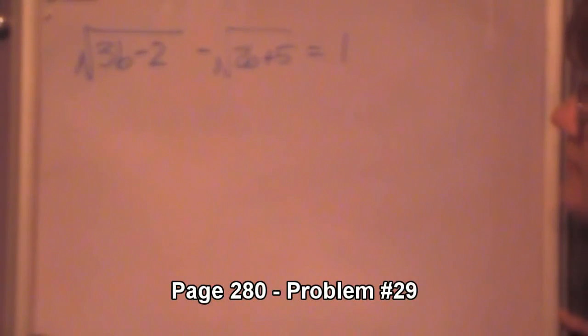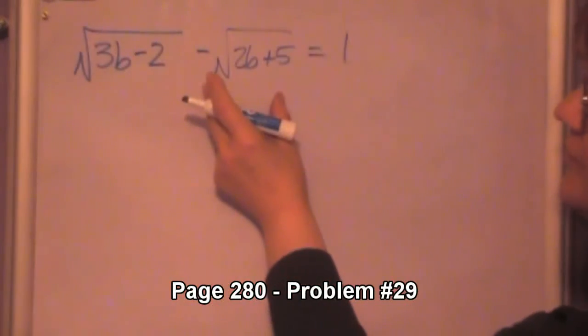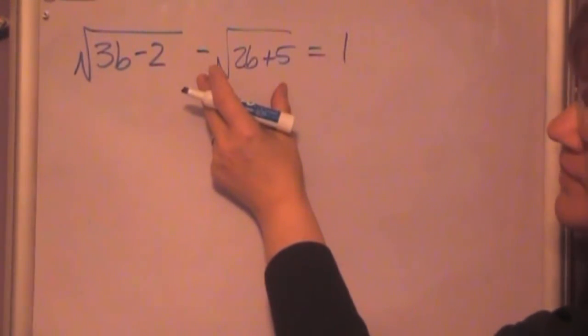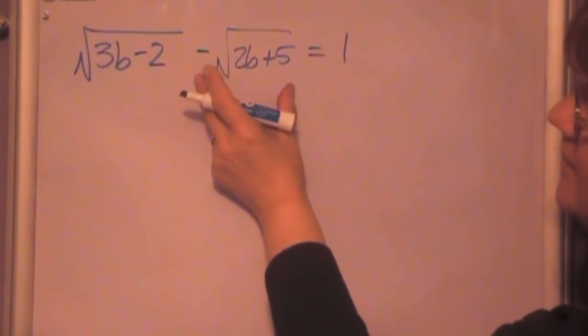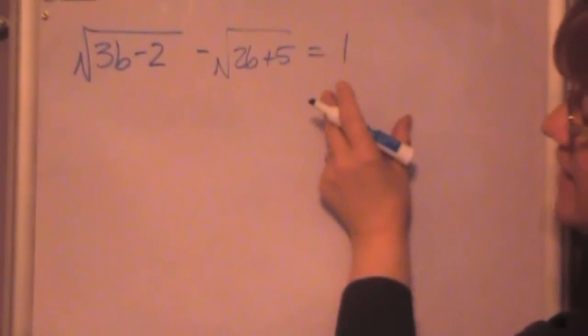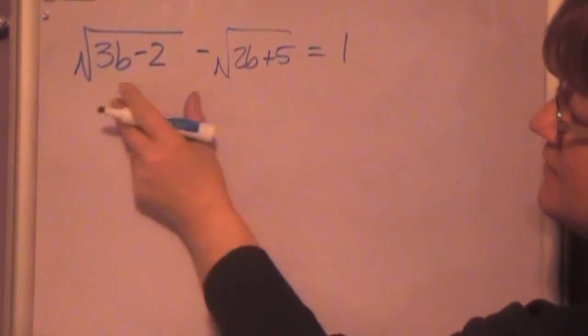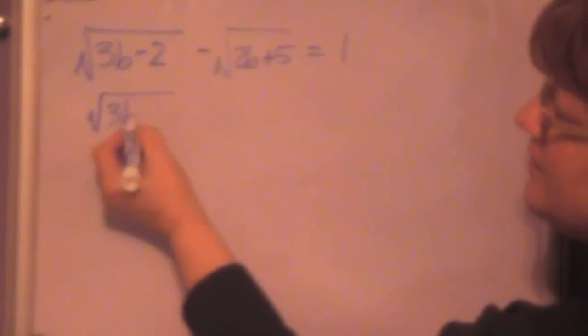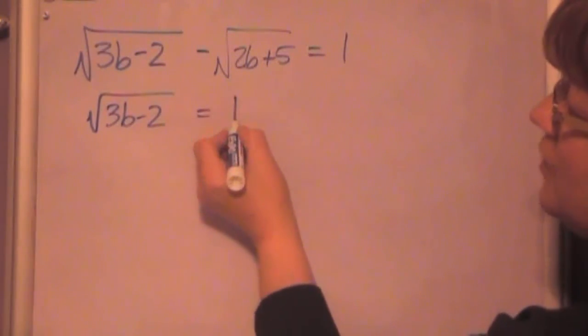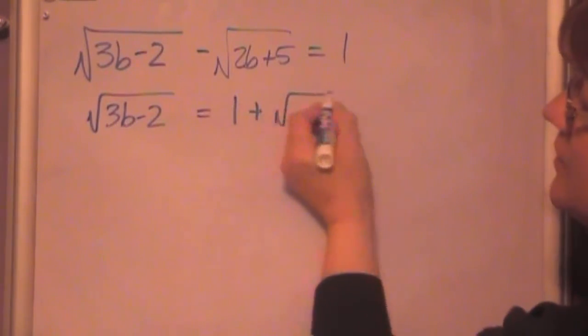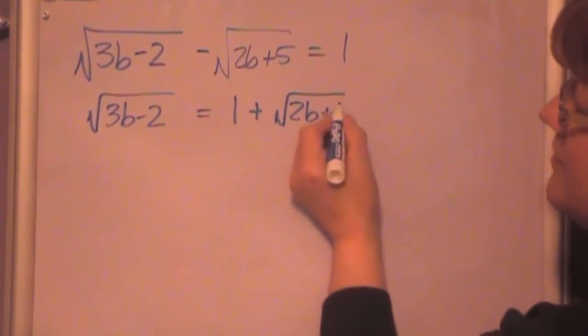Well, sometimes you have to look at these equations and figure out which way is it going to be easiest for me to square both sides, because obviously I'm going to have to square this a couple times. So what I'm going to do first is, I think this problem particularly would be easier if I added the square root of 2b plus 5 to both sides. It just makes it a little bit easier. So I end up with just this over here, the square root of 3b minus 2 equals 1 plus the square root of 2b plus 5.